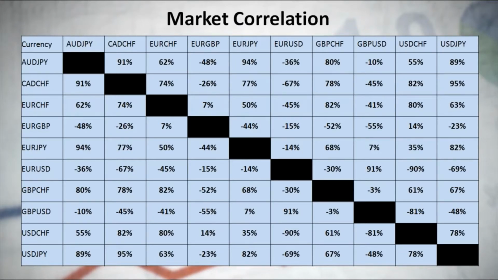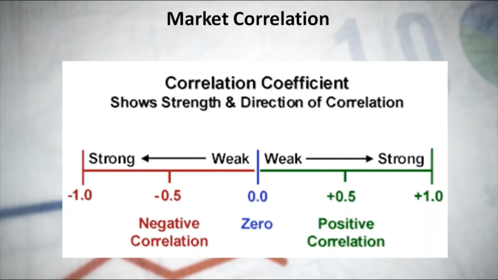In the financial world, correlation is a statistical measure of how two securities move in relation to each other. And currency correlation tells us whether two currency pairs move in the same, opposite, or totally random direction over some period of time. Okay, positive correlation with the coefficient of plus 0.5 or 50% to 100% implies that the two currency pairs will move almost in the same direction.